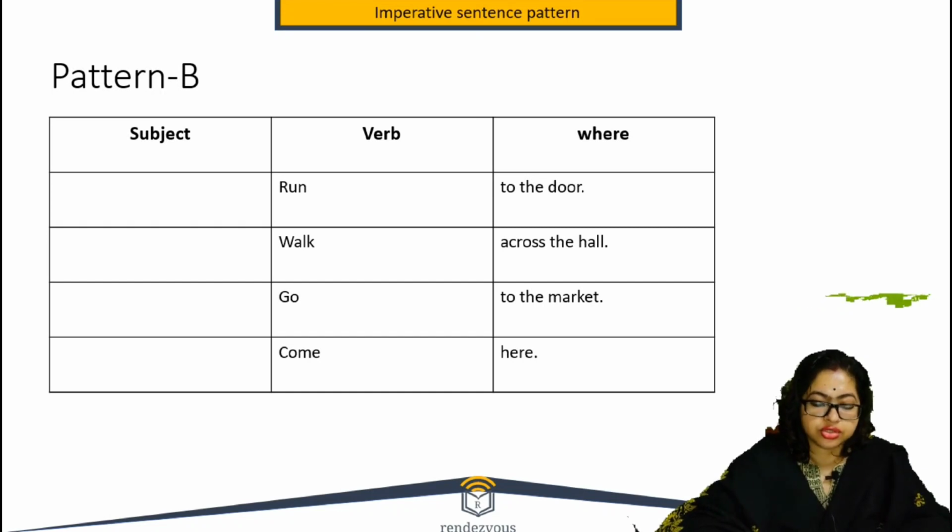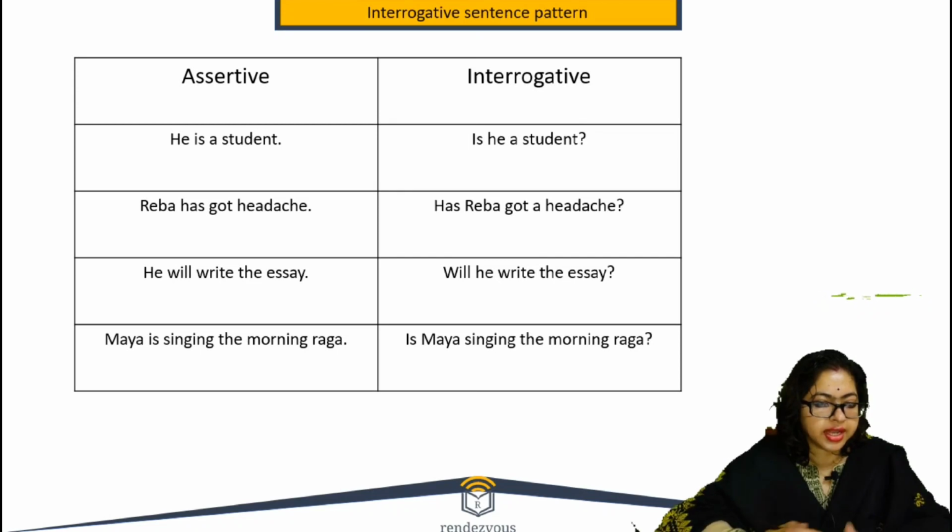So now moving on to interrogative sentence pattern. Now I have laid out the examples of interrogative sentence pattern against the assertive sentences to make it more clear for you. For assertive sentences, the pattern follows the SVO structure, the subject verb object structure, but for interrogative sentences there is a change. And what is that? I will come to that in detail.